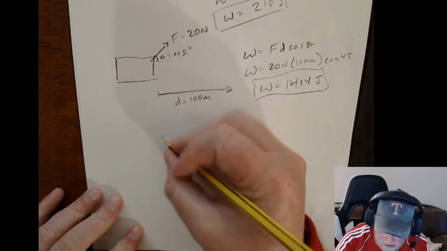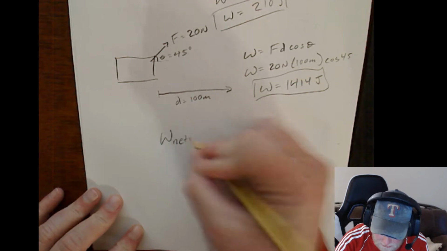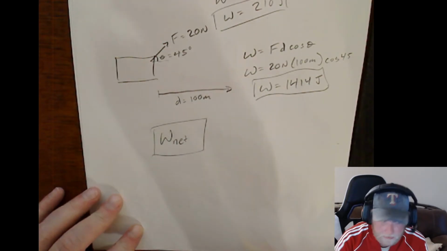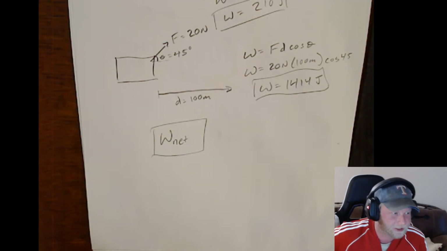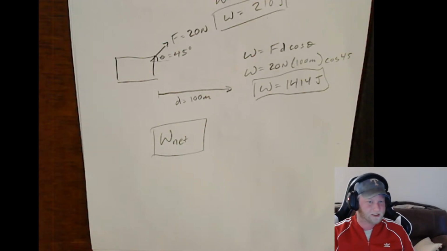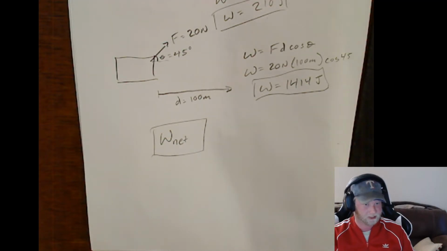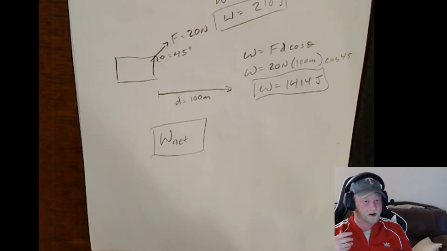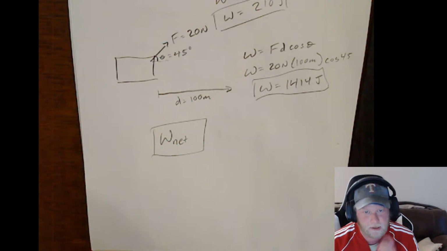And the combination of all of those forces is what we call your net work. So if we're talking about Sarah pushing the crate across the floor, the combination of the work that she does pushing on the crate and the work done by friction opposing the motion of the crate, those two would combine into an overall net work. All right.